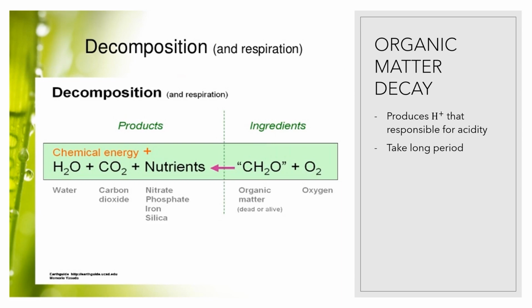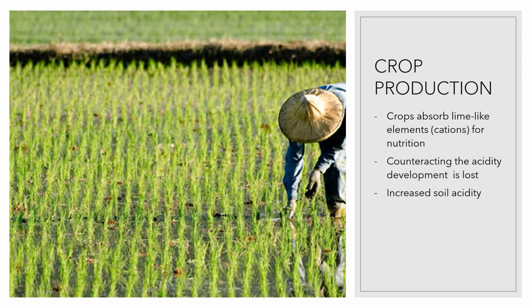The carbon dioxide produced by decaying organic matter reacts with water in the soil to form a weak acid called carbonic acid. This is the same acid that develops when carbon dioxide in the atmosphere reacts with rain to form acid rain naturally. The fourth one is crop production.